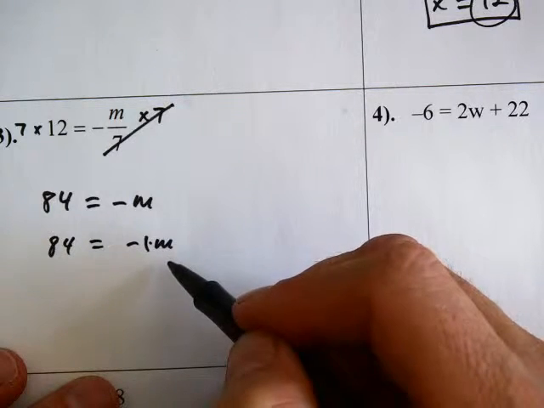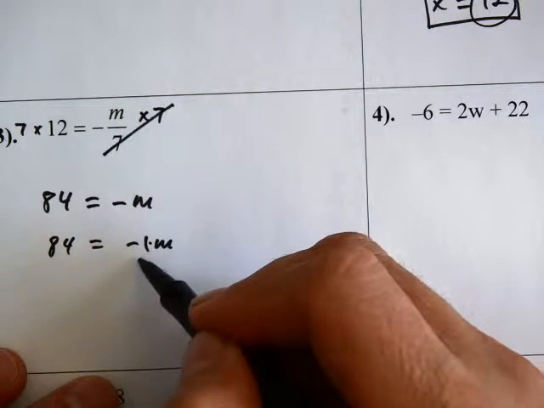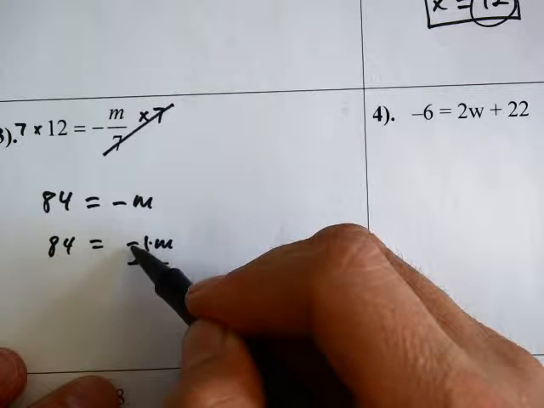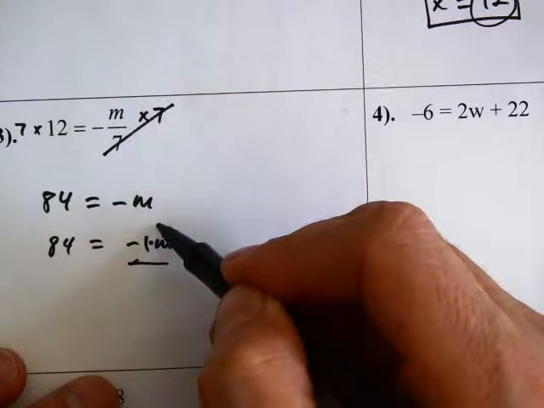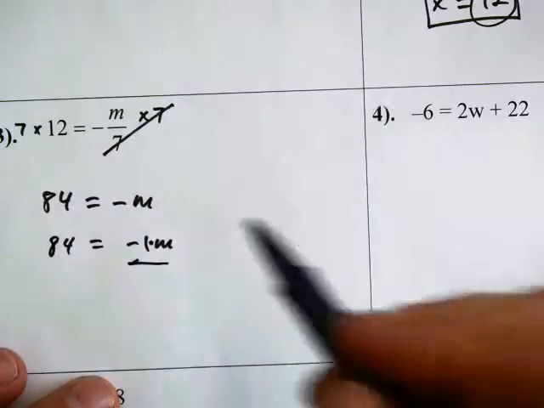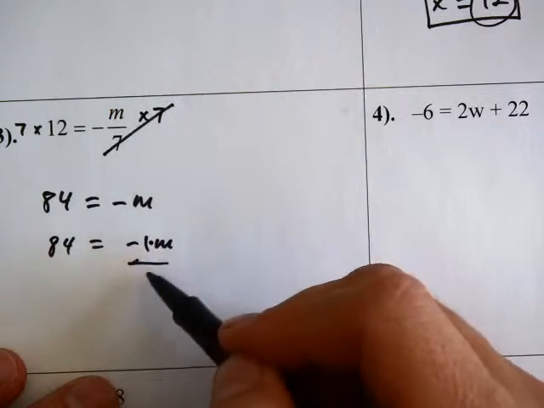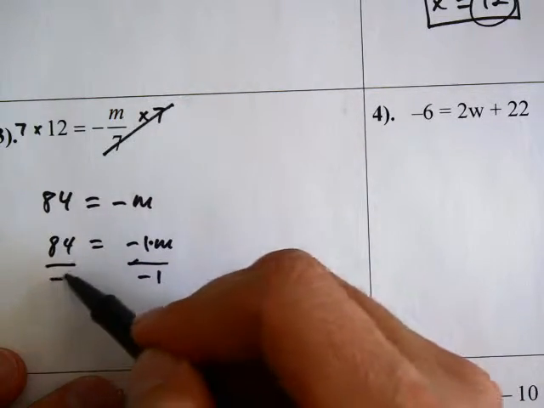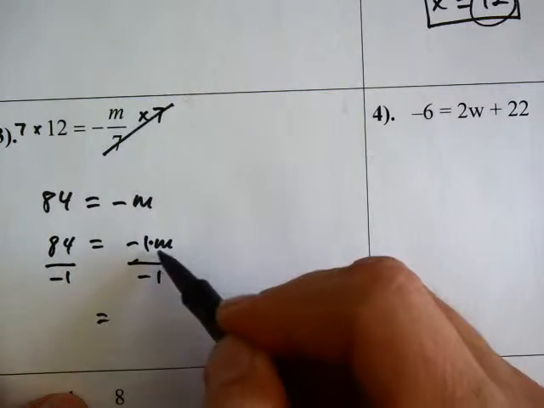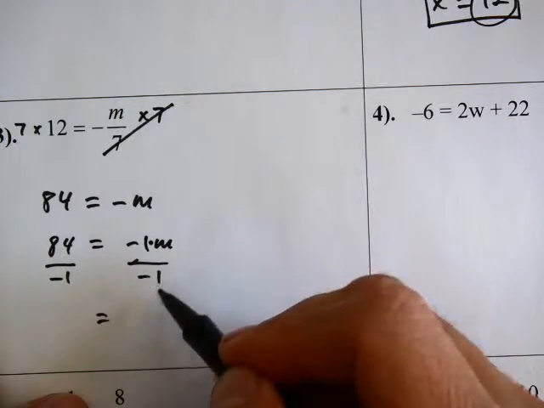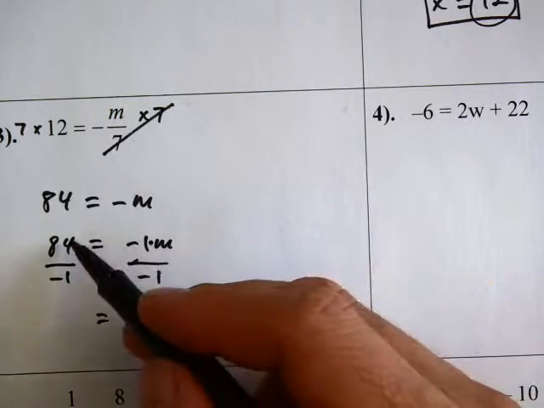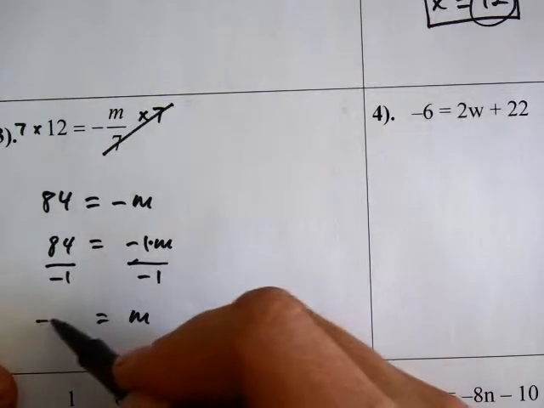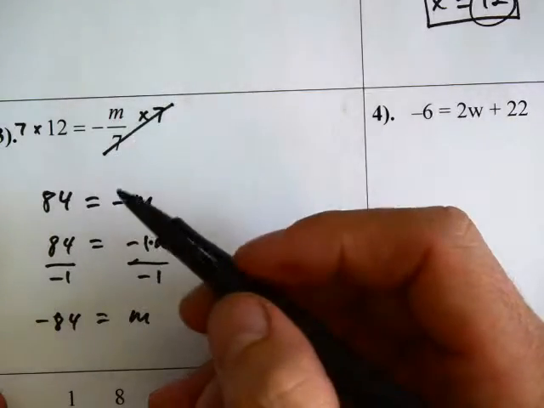So how do we peel away multiplication? We divide. We don't add. We don't do the opposite of negative 1. We always do the opposite of the operation. Okay? So this is negative 1 times m, so I'm going to divide by negative 1 on both sides. And over here, negative 1 divided by negative 1 is 1m. And 84 divided by negative 1 is negative 84.